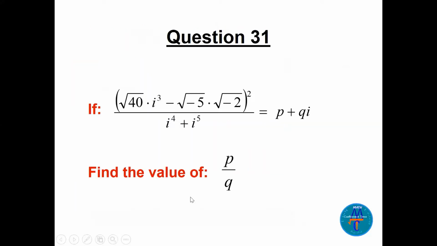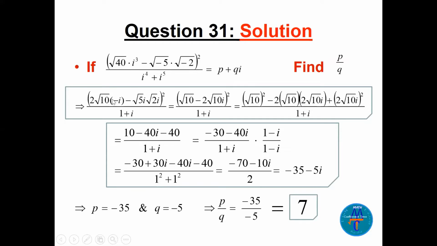Now this is a complex number. All this value is equal to p plus qi. Find the value of p over q, which is the real part and the imaginary part. We have to simplify inside, then we take the square of the whole quantity.